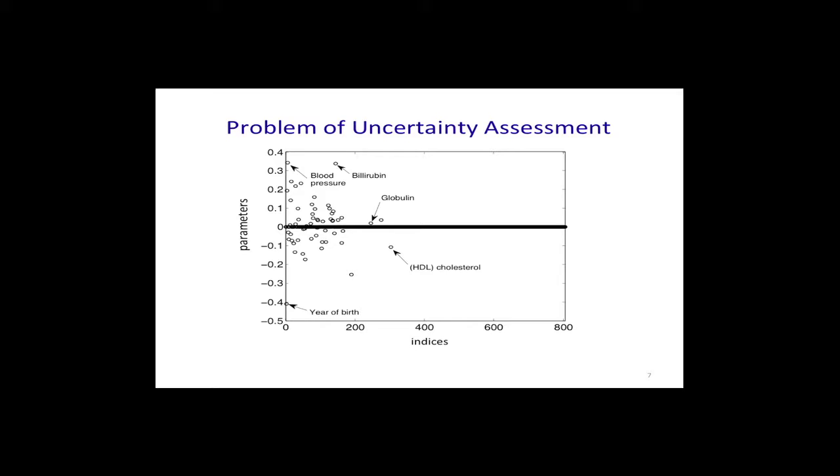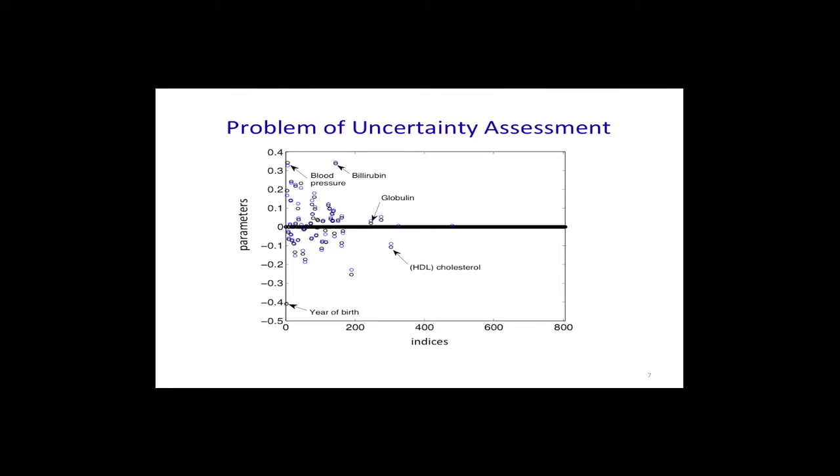You see blood pressure, bilirubin. Year of birth has a negative correlation, which means if you are younger, you are less susceptible. So this is the model estimate that you get. And now I change the sample of people that I have, and I fit the model again. So that would be the new estimate.